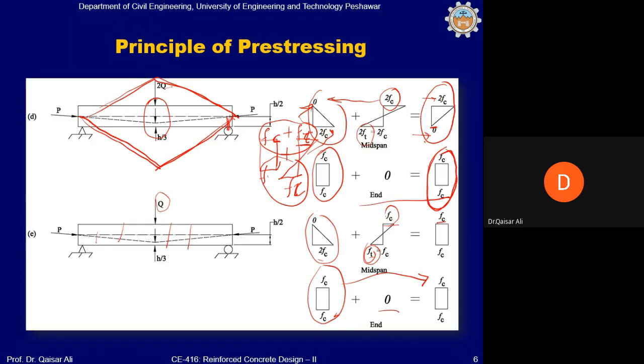So with this concept of pre-stressing, we can completely avoid the need for reinforcing steel. We can also completely eliminate the deflections produced in the beam, because if we can pre-compress the beam, the deflections can also be minimized or completely eliminated. Tensile stresses can be completely eliminated or minimized. So these are the advantages of pre-stressing.